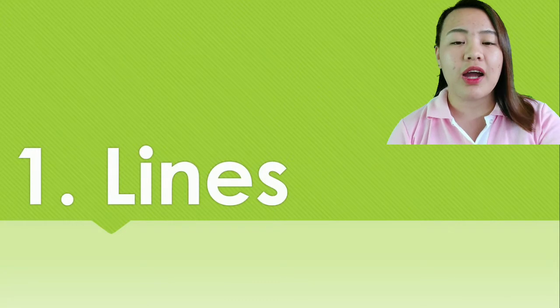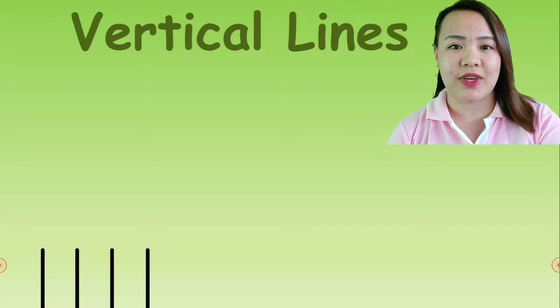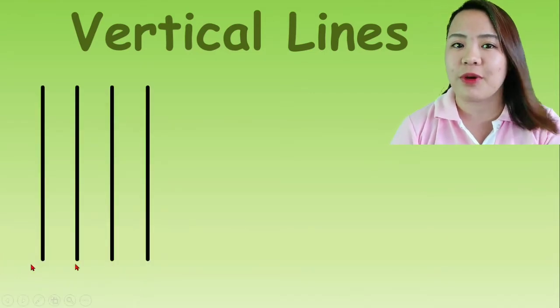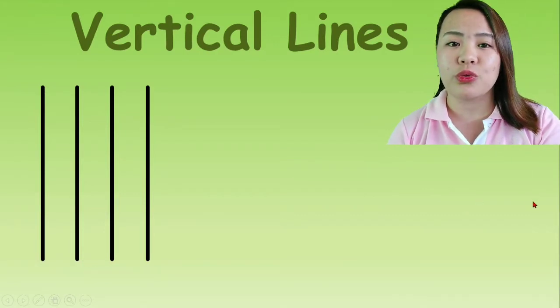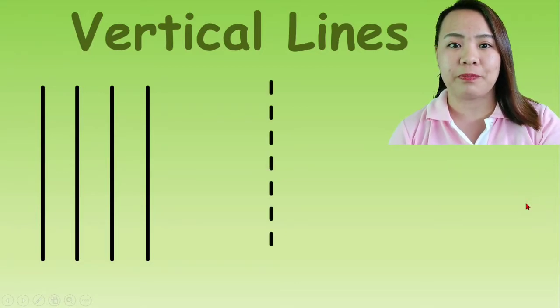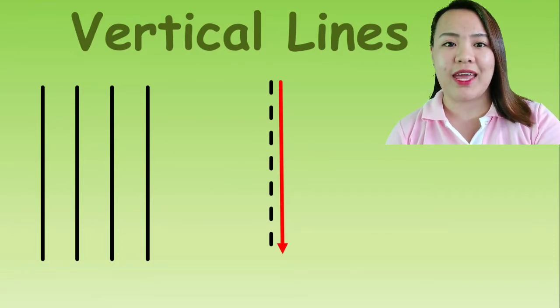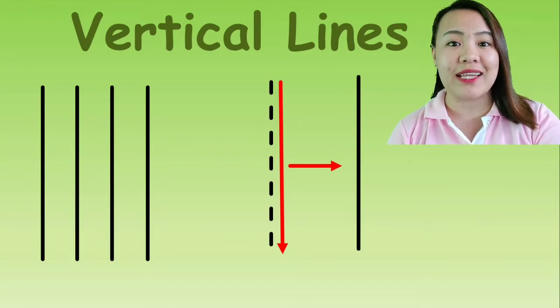What are the kinds of line? The first one is vertical lines. These are your vertical lines, from up to down. Now let's see how we write vertical lines. Let's watch this one. Up, down. One more time. Up, down. So those are your vertical lines.